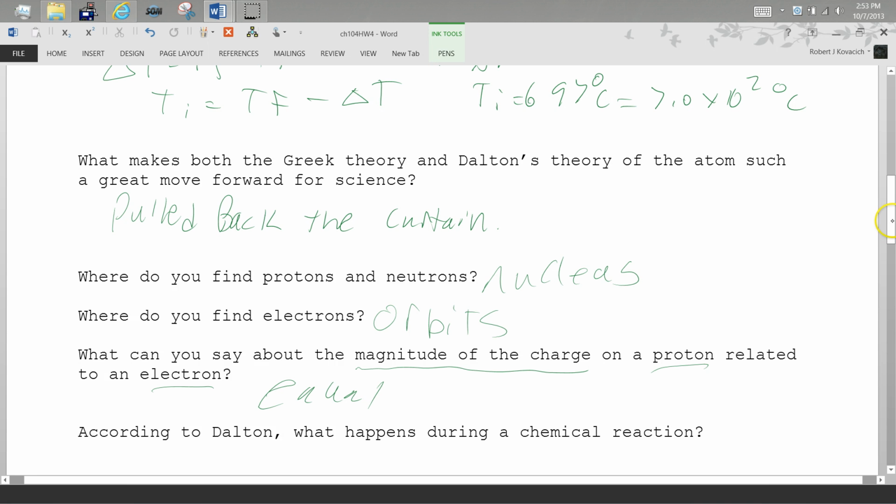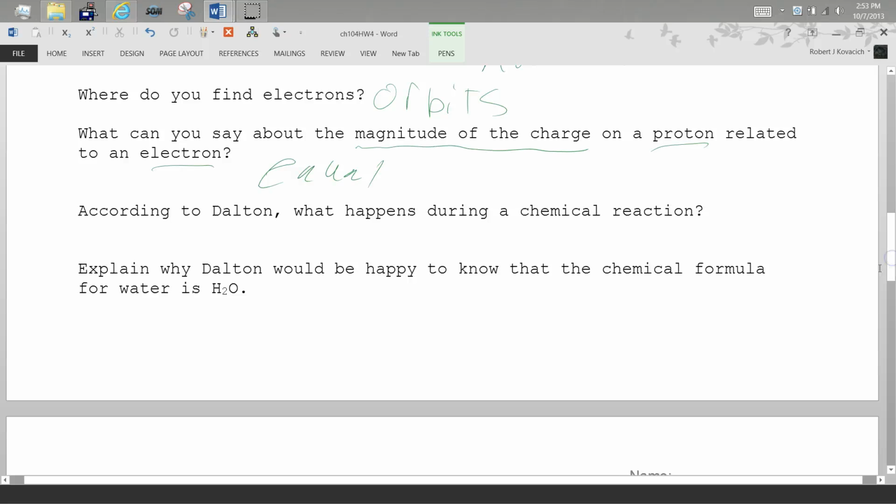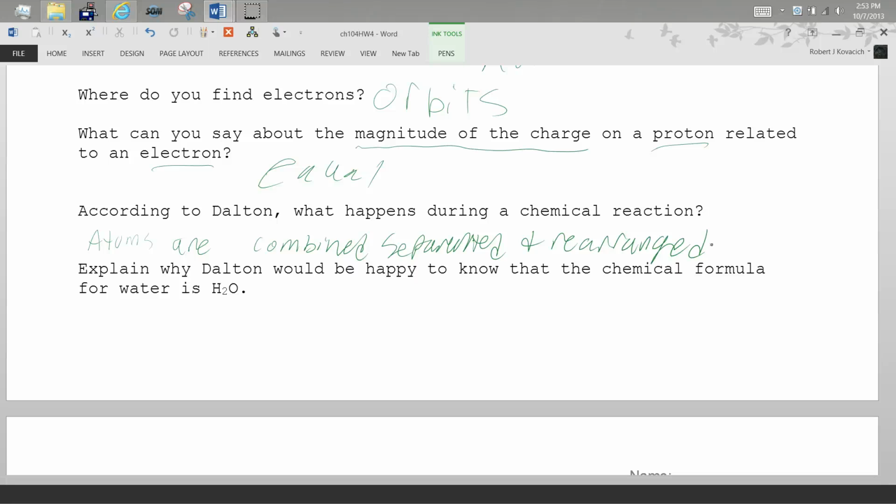What does Dalton say happened during a chemical reaction? Is that the one where atoms separate, combine, and other stuff? Yeah. Combined, separated, and rearranged. That's what's happening. In your head, you should just picture a couple of Lego structures that get disassembled and put back together. There really isn't anything else going on. Nothing happens to the atoms themselves. They just get moved and hooked up in different ways.